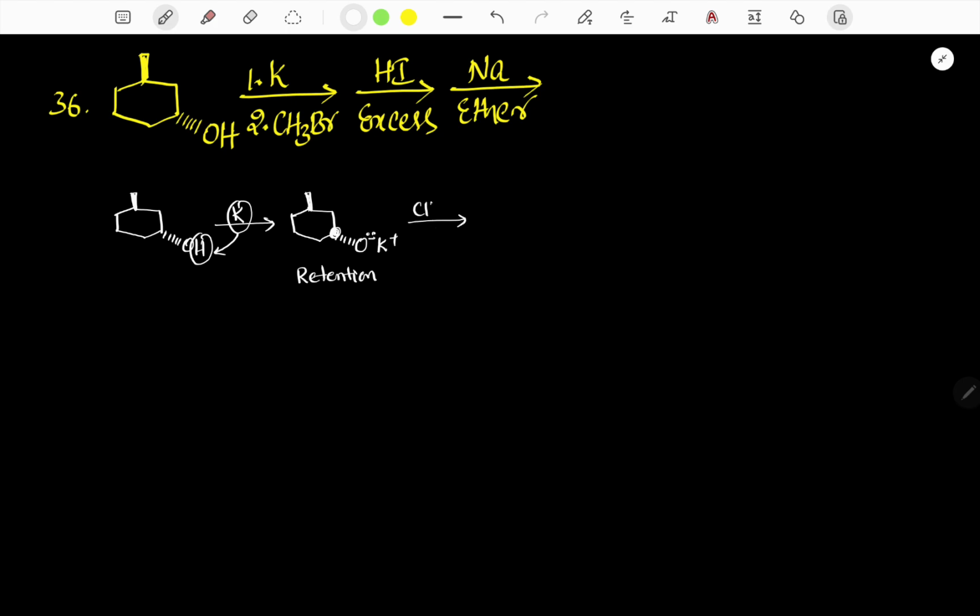Now it is treated with the primary bromide. So nucleophilic substitution takes place. It is an SN2 reaction and of course a Williamson ether synthesis. Above the plane and below the plane, OCH3. And with respect to this carbon, it is retention of configuration. Now it is treated with excess HI. So here the functional group is ether.